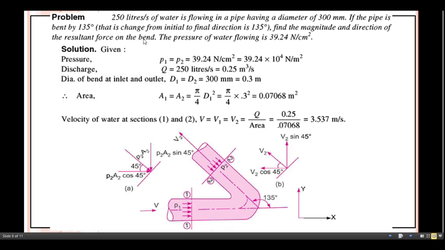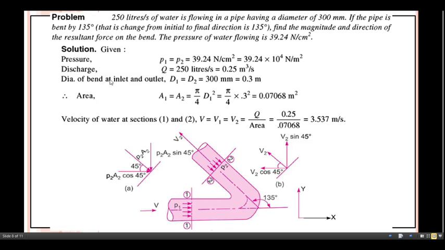Now first of all, just write the given data. P1 equals P2 equals 39.24 Newton per centimeter square. In this way you can get the pressure P1 equals P2 equals 39.24 into 10 raised to plus 4 Newton per meter square. The discharge is given as 250 liters per second. To get that discharge in terms of meter cube per second, multiply by 10 raised to minus 3, and you can get it in terms of meter cube per second.